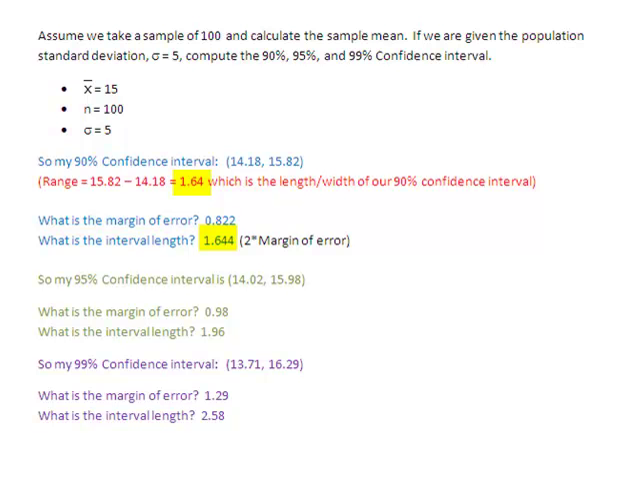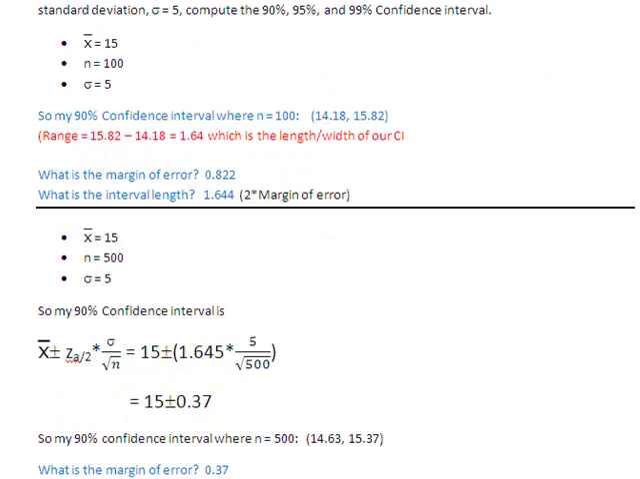So now we're going to change a couple of things around. The first thing we're going to do is look at what happens if our sample size changes. So we're going to do a 90% confidence interval where our sample size is going to be 500, and then we're going to do one where our sample size is 25. So we have our first one where we had our sample size of 100, and then we have our second one with the sample size of 500.